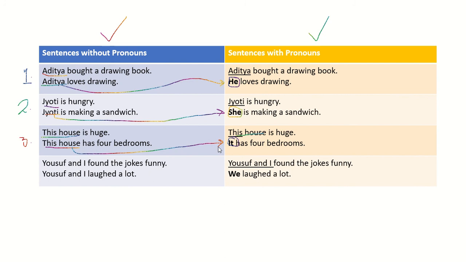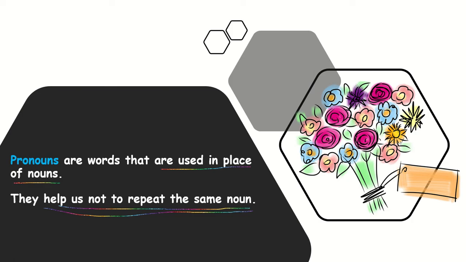Yusuf and I found the jokes funny. Okay. Yusuf and I. Again I am saying Yusuf and I laughed a lot. So you know, again and again I'm repeating Yusuf and I. So I can say something like this. Yusuf and I found the jokes funny. We laughed a lot. So in place of Yusuf and I, I am using the pronoun we. So, in place of nouns, I am using a few words and they are all known as pronouns. Okay. So, pronouns are the words that are used in place of nouns, and they help us not to repeat the same noun.